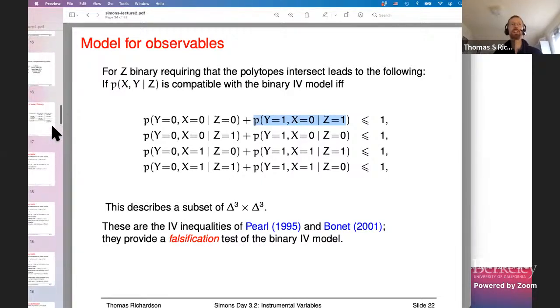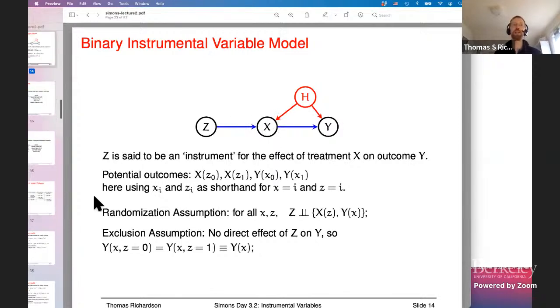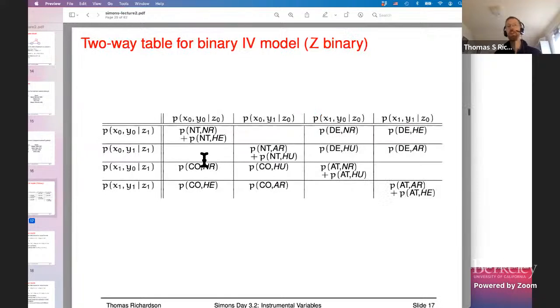At least in this simple case, if you violate these inequalities, a way of thinking about this is that if we continue to maintain the assumption that Z was randomized, so we believe that Z was randomized, then essentially, if we're violating one of these inequalities, we're able to work out that Z does have a direct effect on Y, holding X fixed. You can see this from the fact that when we violate one of these inequalities, we're working out that one of these entries here is greater than zero. So there must be some people who, even though they would have the same level of X regardless of which level of Z they got, their Y would change.